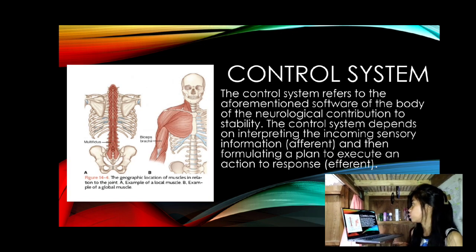Third is the control system. The control system refers to the aforementioned software of the body, the neurological contribution to stability. The control system depends on interpreting the incoming sensory information, or the afferent, and then formulating a plan to execute an action to respond, or the efferent.